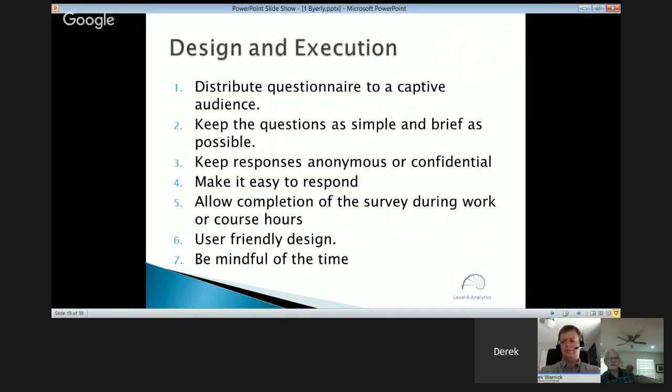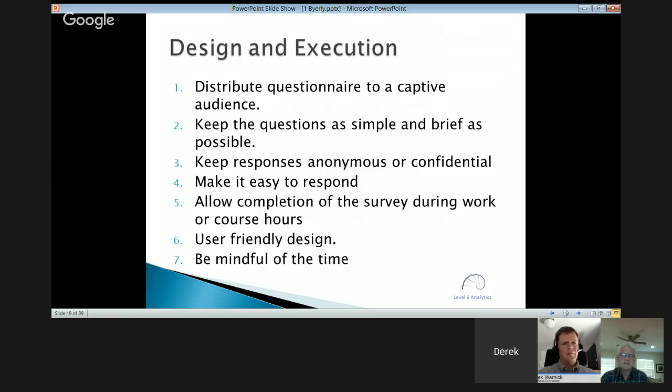Have an introductory message signed by an executive or some other person. In the design and execution, you distribute the questionnaire to a captive audience. In other words, our best rates have been when people were filling out a survey to get credit, and the survey data is on the same thing.